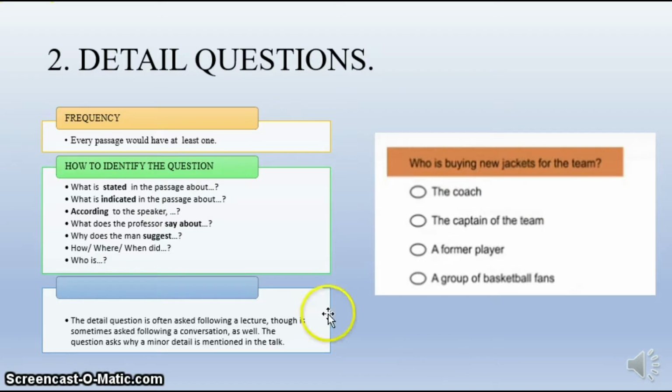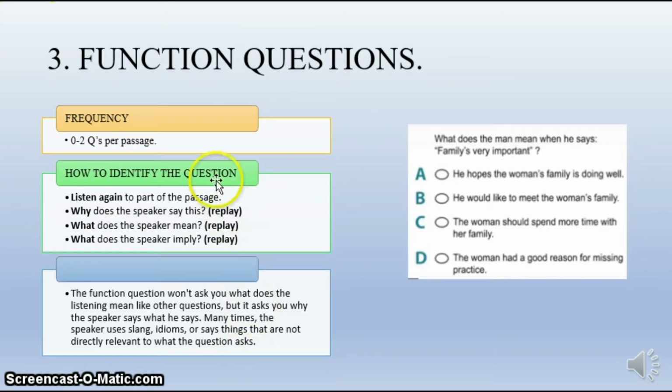Who is buying the new jackets for the men? The detailed question is often asked following a lecture, and sometimes following a conversation as well. The question asks why a minor detail is mentioned in the talk. The function questions. The function question won't ask you what the listening means, like other questions, but it asks you what the speaker said and what he means. Many times the speaker uses slang, idioms, or says things that are not directly relevant to what the question asks. The keywords here are why, what, say this, mean, and imply. Also, you can see the example on the right side.